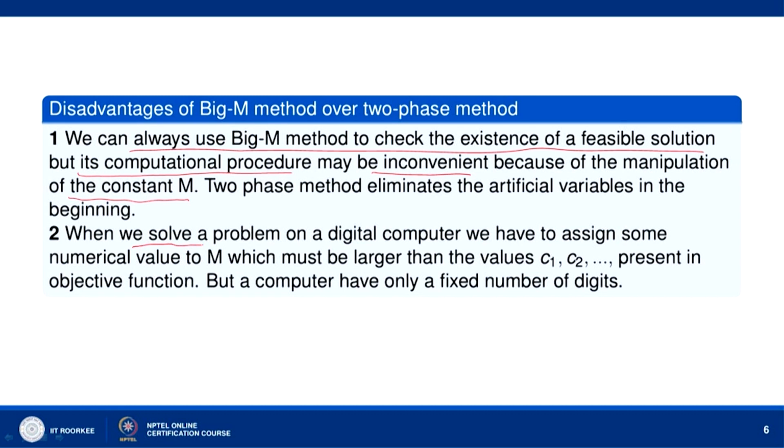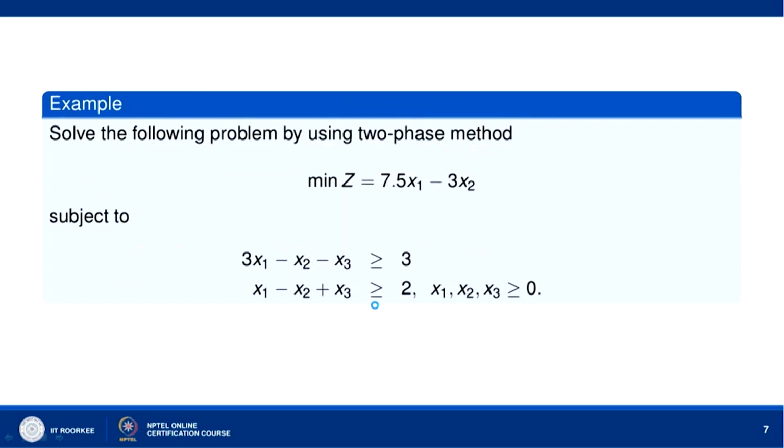Now, when we solve the problem on a digital computer, we have to assign some numerical value to M, which must be larger than the values C1, C2 present in the objective function. But a computer has only a fixed number of digits. Now, let us solve the following problem by using the two-phase method.